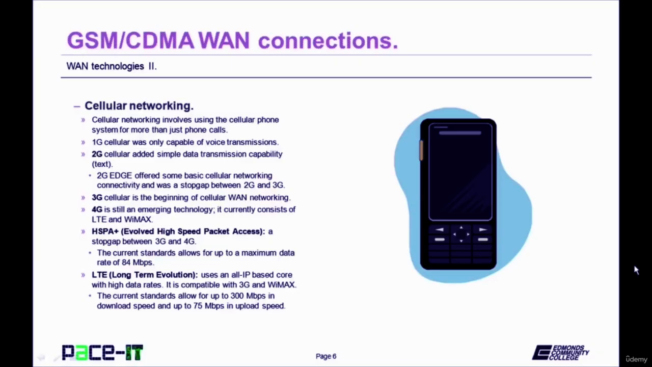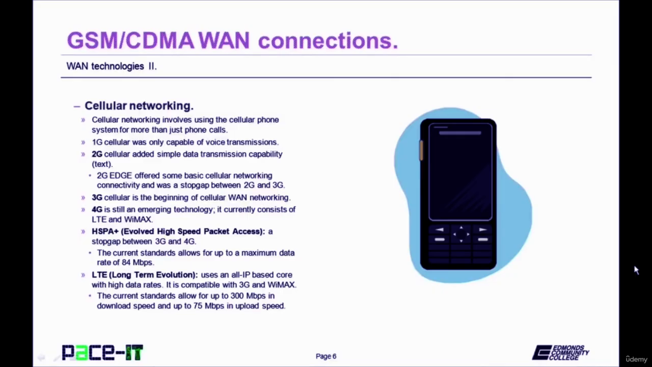Cellular networking has been around for a while, and it originally wasn't known as this, but the first version of it is 1G cellular, and it was only capable of voice transmissions. As improvements came along, we got 2G. That is cellular with simple data transmission capabilities, as in text messaging. 2G Edge offered some basic cellular networking connectivity and was a stopgap measure between 2G and third generation cellular.